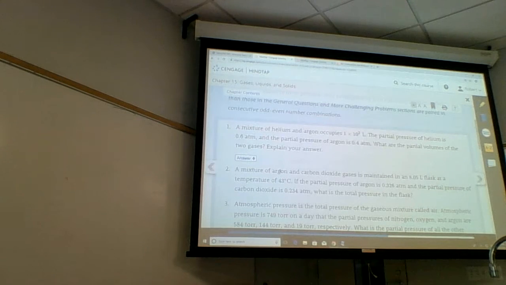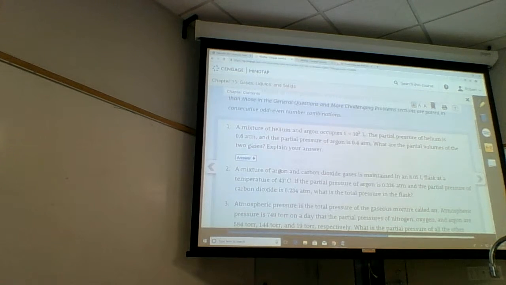The partial pressure of helium is 0.6 atmospheres. And so here, the helium pressure is 0.6 atmospheres. The argon pressure is 0.4 atmospheres. And so what this means is that 60% of the collisions are helium, 40% of the collisions are argon. Can you see that based on the ratio here? Okay.